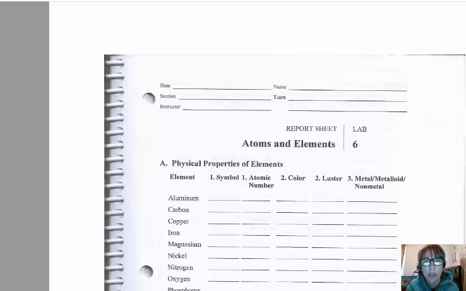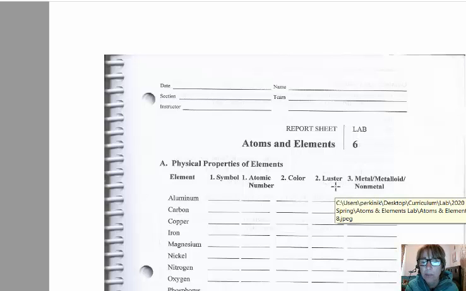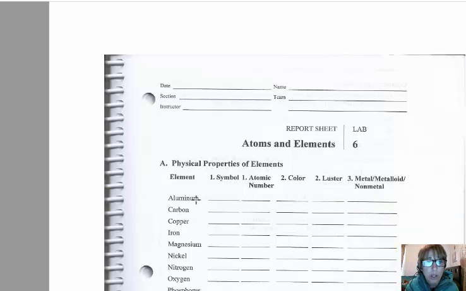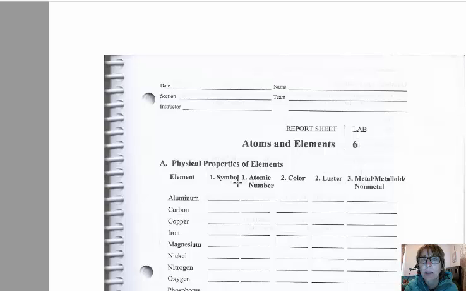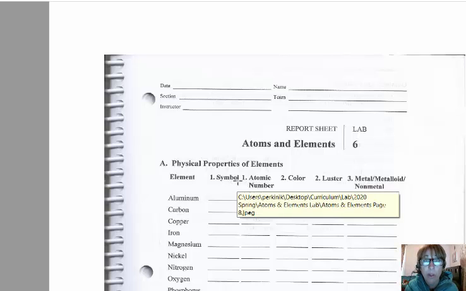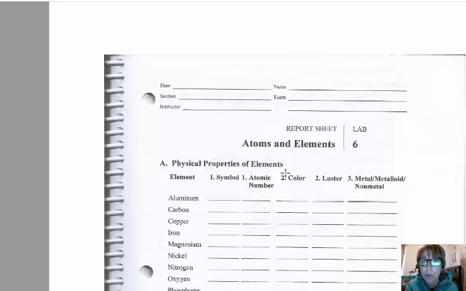Basically what this exercise is having you do is identify the physical property of luster with metals. So we have a series of elements listed here. We have pictures of all of them. You're going to write the symbol based on the periodic table. Remember to be very careful about capital and lowercase letters. That does make a difference. The atomic number, which again you'll find on the periodic table. The color, and silver is an acceptable color. And luster, whether it has luster or not.